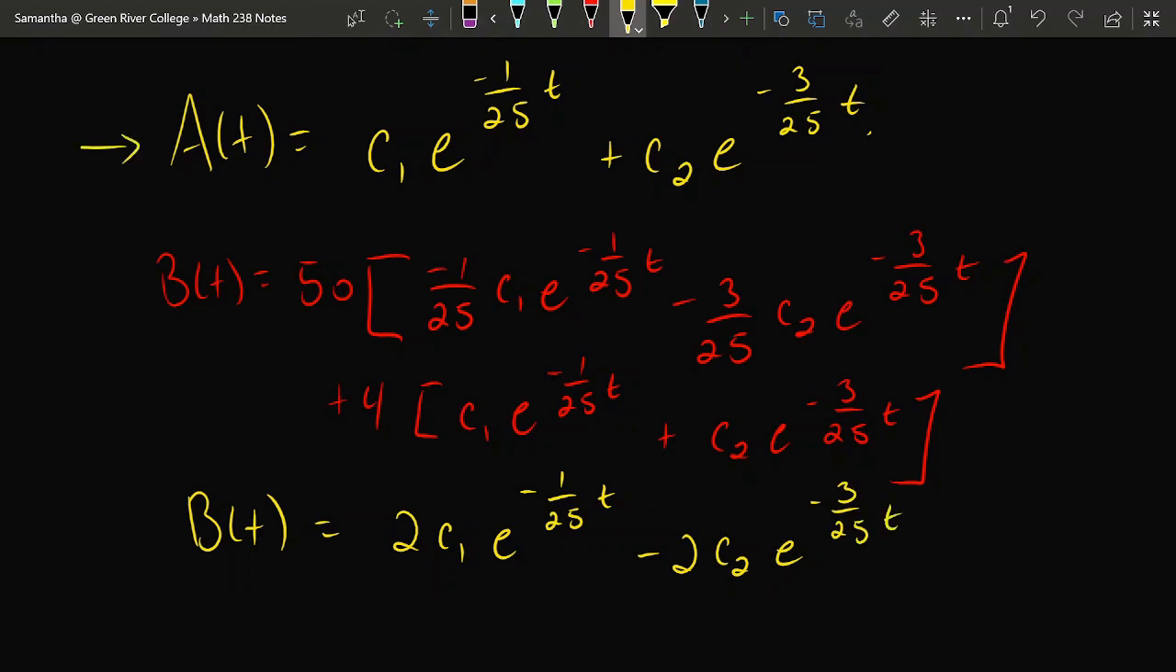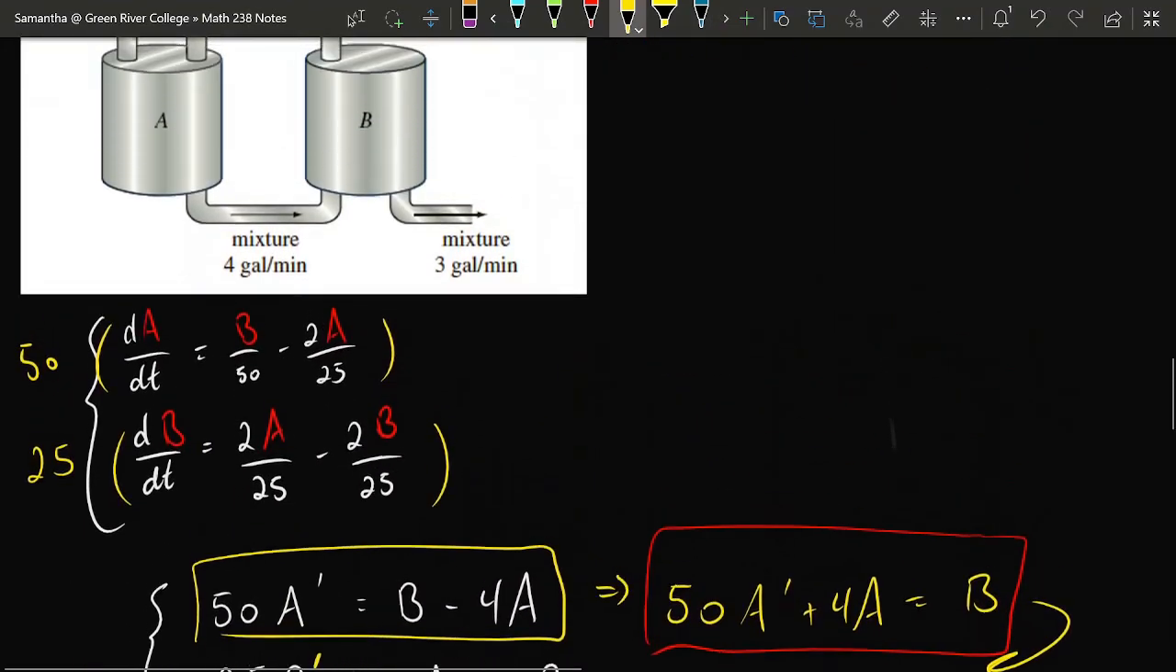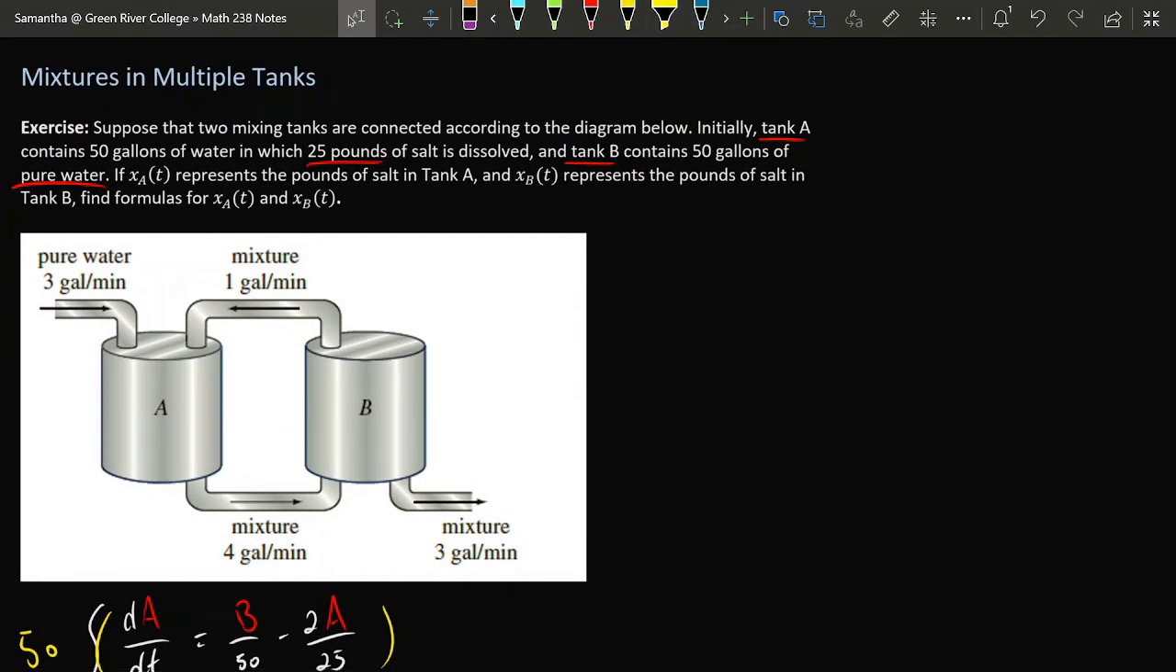So these are the formulas which are applicable to A of t and B of t, which will predict the amount of salt in the tank at any given time. But these formulas are useless without specific values of C1 and C2. Now, to get those two unknowns, we're going to need 2 equations. And those 2 equations are furnished by the initial conditions that we were given from the problem, which is that initially tank A contained 25 pounds of salt and tank B contained no pounds of salt because it had pure water.